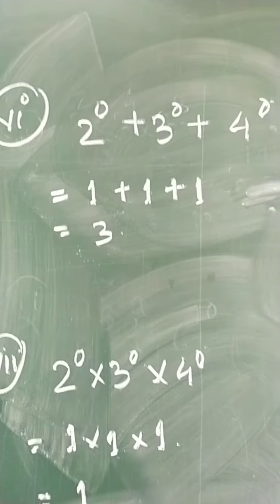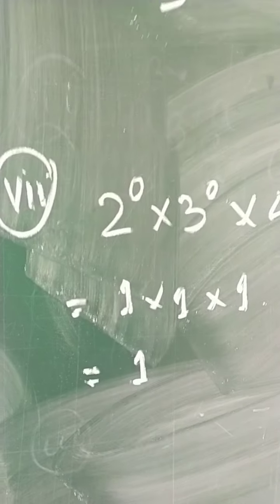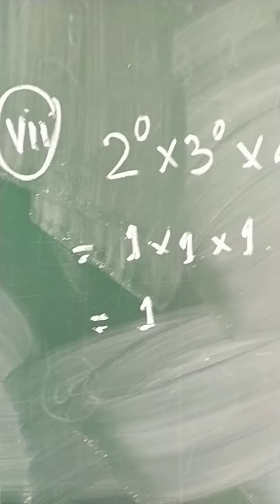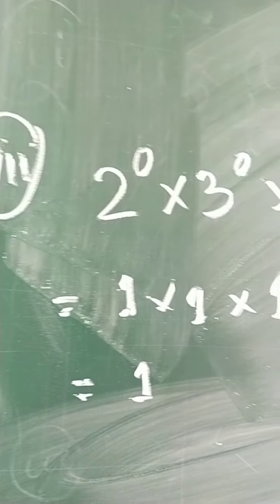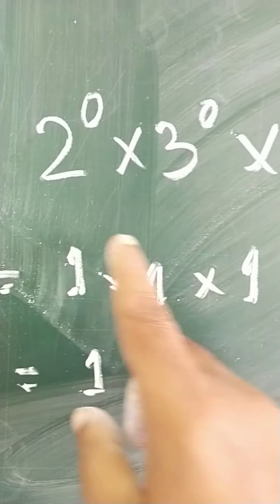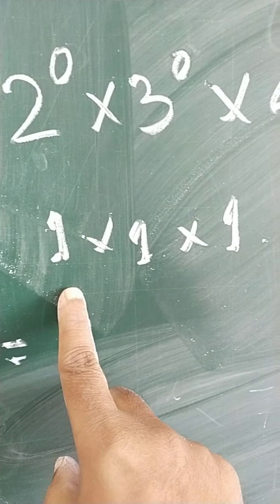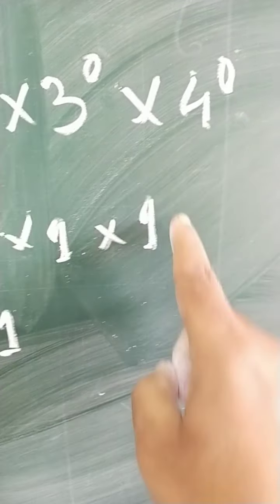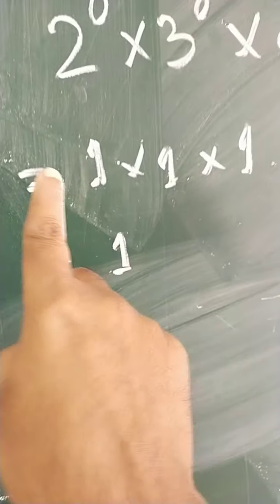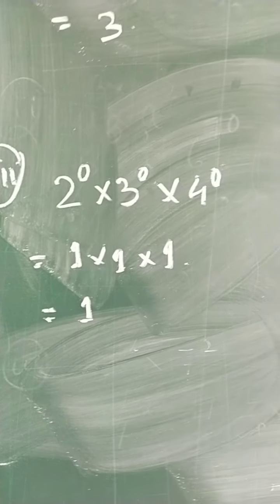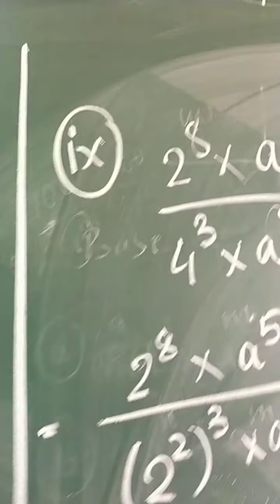So this is very simple. Now the same type of question, but this time we have a multiplication sign in between the numbers. So this is sum number 7: 2 to the power 0 into 3 to the power 0 into 4 to the power 0. 2 to the power 0 gives you 1, 3 to the power 0 is again 1, into 4 to the power 0 which is again 1. If you multiply these three numbers, your answer will come as 1. Okay, so let's move on to the next sum, sum number 9.